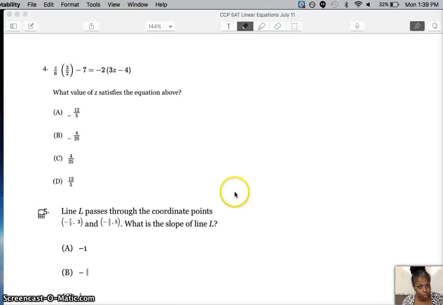There are a couple of approaches that you can use with this problem. The fact is, when you're taking the SATs and it's not an open answer problem, the answer choices are there.